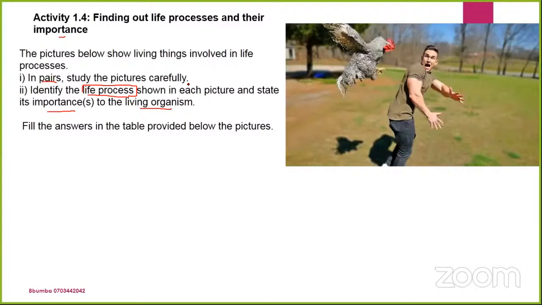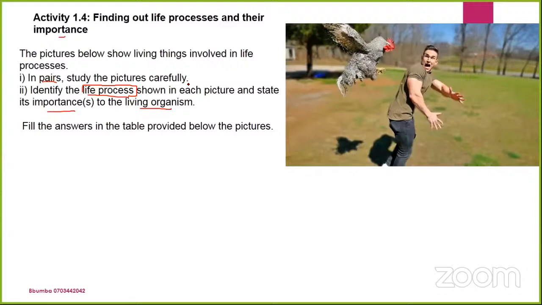Yes, I think it's both sensitivity and movement. Why? Because this man has sensed danger on seeing the chicken coming after him, and while moving away, that is the movement, and the sensitivity is when he's seeing the chicken after him. So he's sensing danger. That's why I say it's both sensitivity and movement.